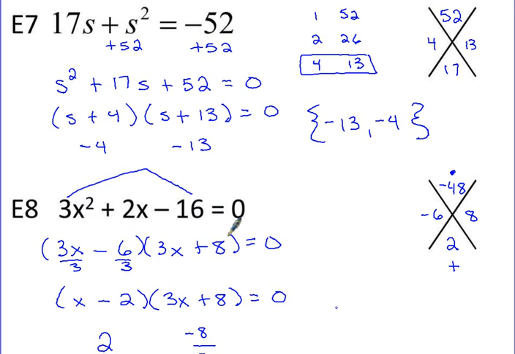We're going to put our answers in braces again. That's going to make it negative 8 over 3, comma 2, and there are your answers.